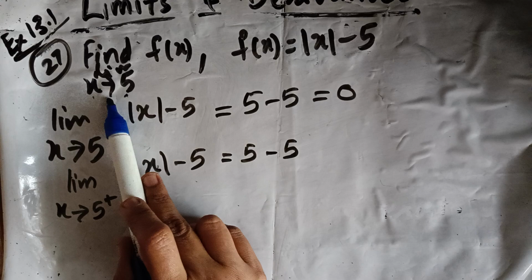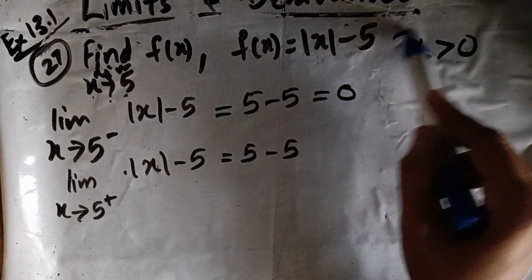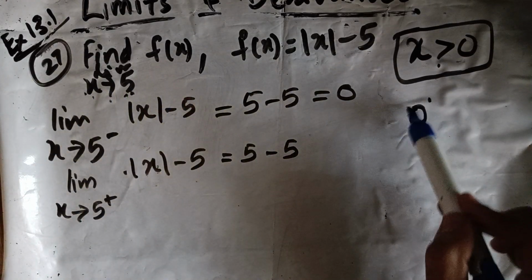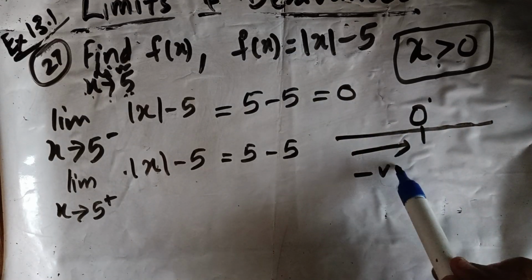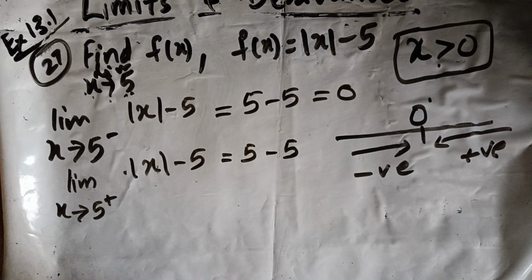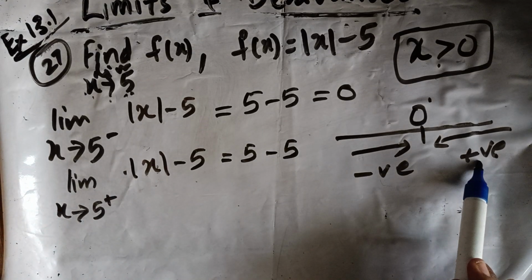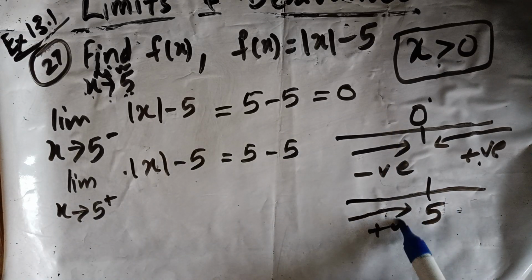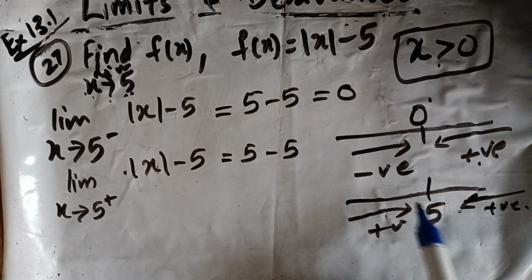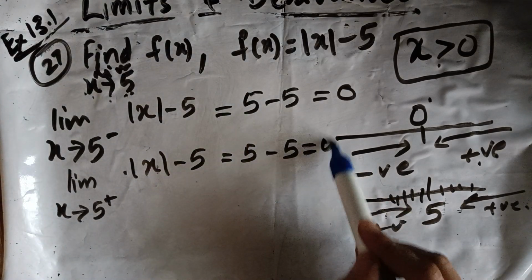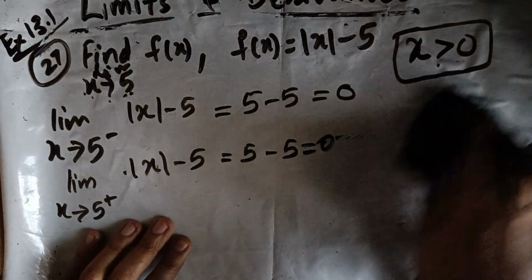Here the condition is our x is greater than 0. Okay, if it was tending to 0, the left hand side of 0 would have been negative, right? And right hand side would have been positive. That's why we took over there a negative value. And for this we took a positive value. But here 5 is there. So here also positive values are there and here also negative positive values are there. Very close values. Correct? That's why we are taking both positive values. So this is LHL is equal to RHL. So limit exists.